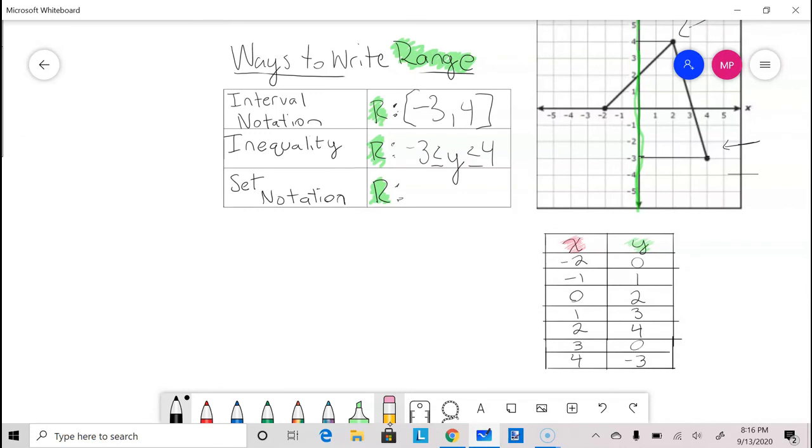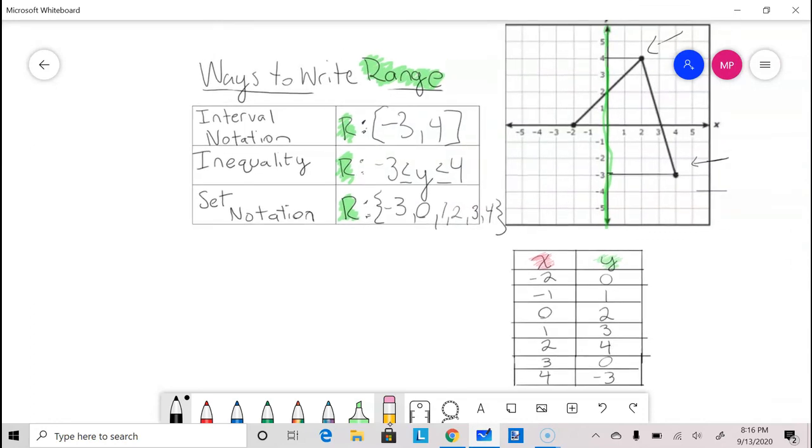And then for our last way, set notation, that's where we're going to look at the table. This table is from the graph, so we took off the points. So we're just going to find the lowest y value. Now remember, it may not be the top number, so we have to look a little bit. We see that -3 is our lowest value. So we'll start with that y value first, and then we'll slowly go up. So we see that 0 is our next number, then 1, 2, 3, and then 4. So we're just listing off the y values in order. And now we have our set notation.